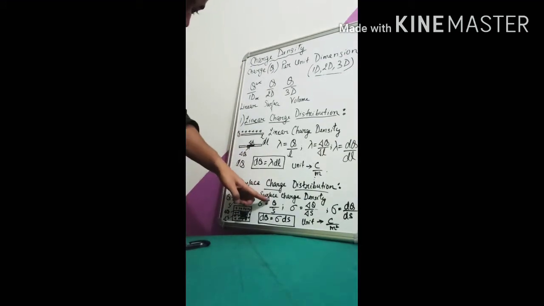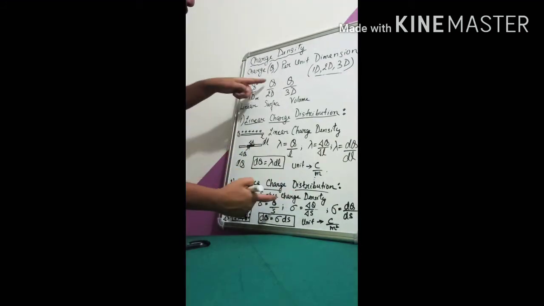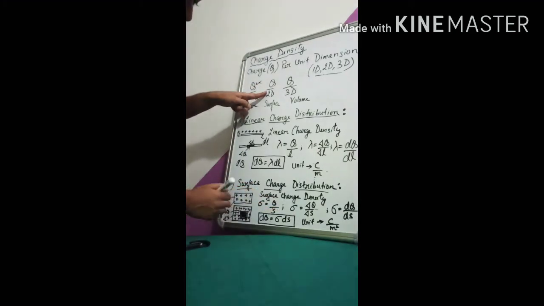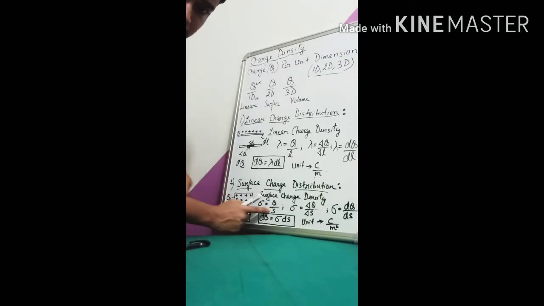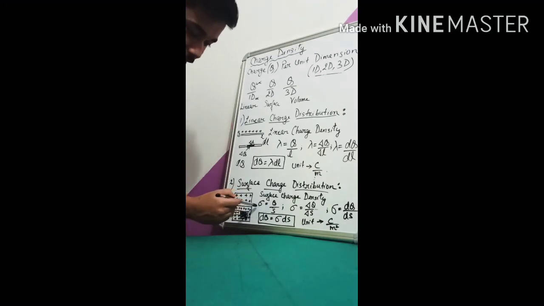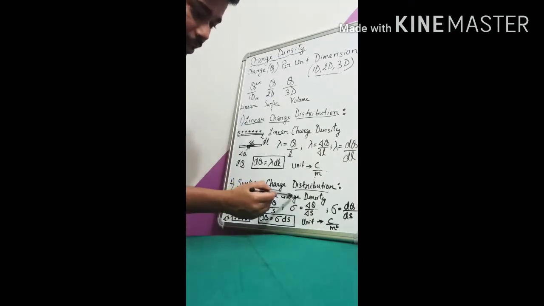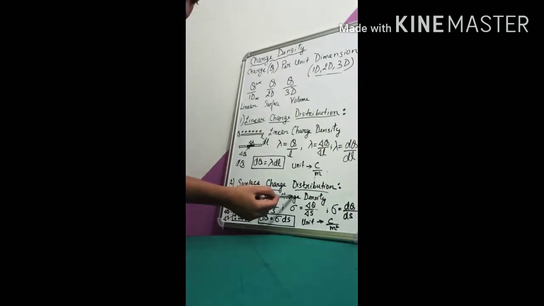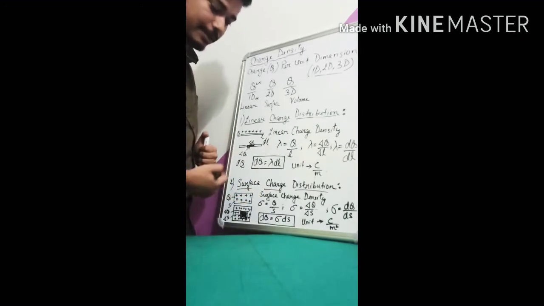So what will be the surface charge density? Similar to this formula, we have to divide Q by the area. The total charge is Q, and what was the surface area? It was S. So we have divided Q by S, and what we get is sigma, which is the surface charge density. Surface charge density is denoted by the letter sigma.